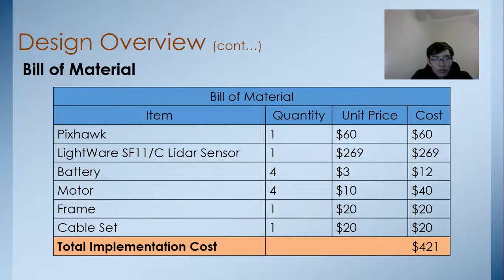And finally, this is our bill of materials, and we can see the Lightware SF11/C LiDAR sensor is the most expensive part. It's about $269, and the Pixhawk is about $16, and the battery is $3 for each one, and we need 4, so it's $12, and the motor is $14 in total, and the frame is $19, and the campsite is also $20. So our total implementation cost will be $421.